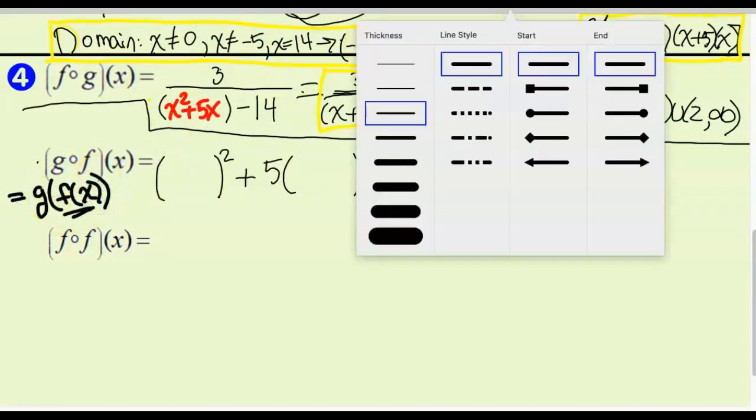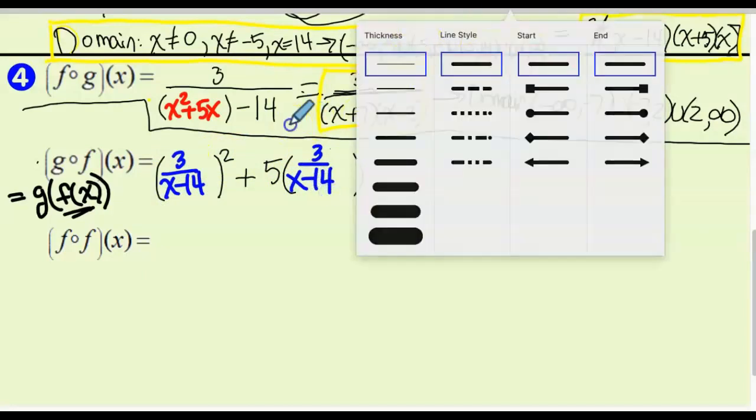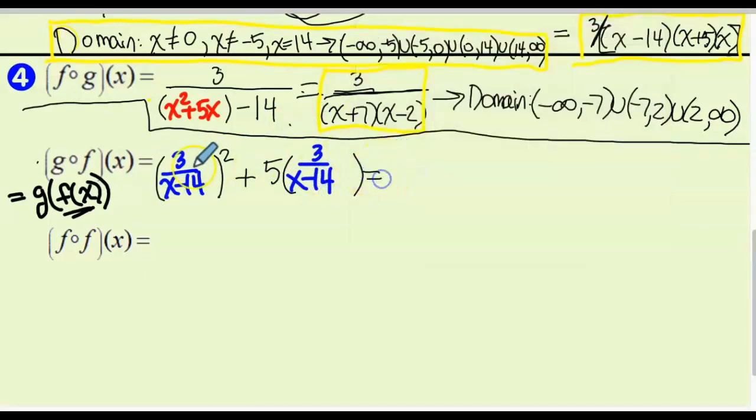F of x goes inside g of x, so that's going to look like 3 over x minus 14 right there, and 3 over x minus 14 right there. So now I need to know how to square a fraction. That's pretty straightforward. Square the top, square the bottom. So that's 9 on top, and that's x squared minus 28x, I think. Here, you know what? I'm going to leave it as x minus 14 squared, and I'll tell you why in just a minute.